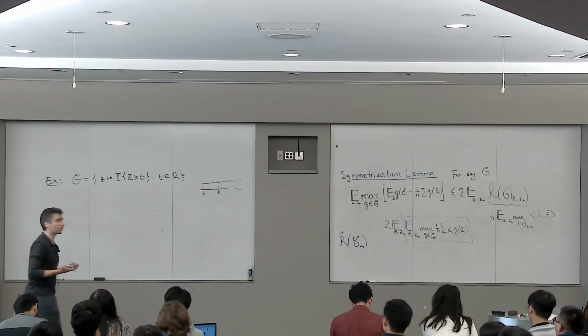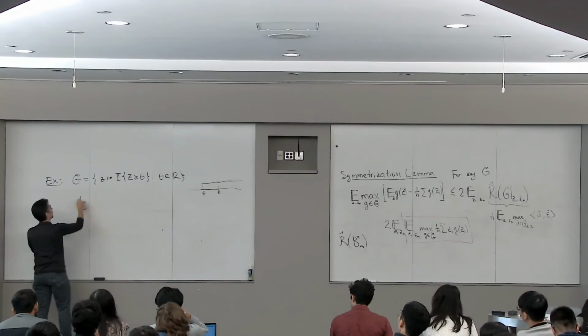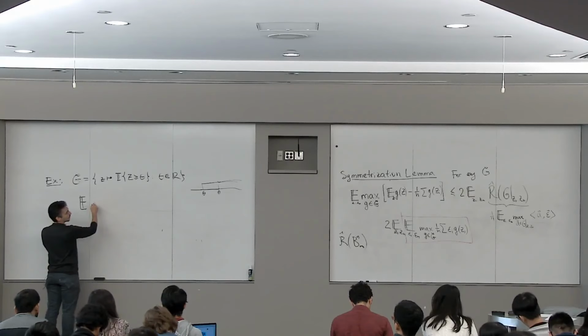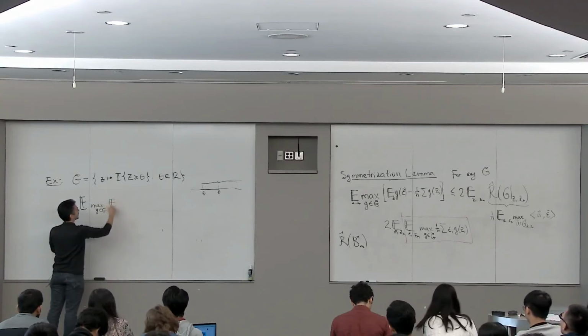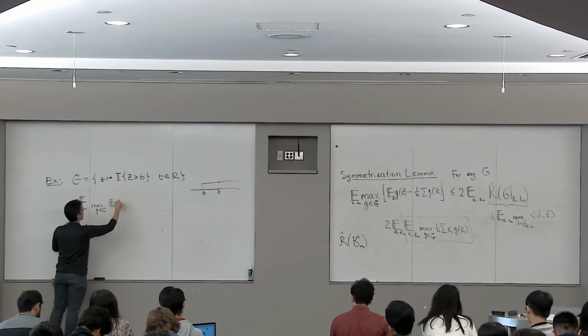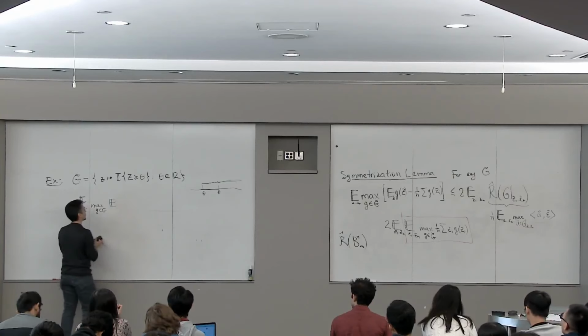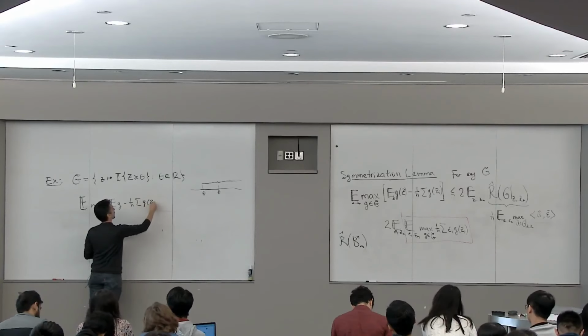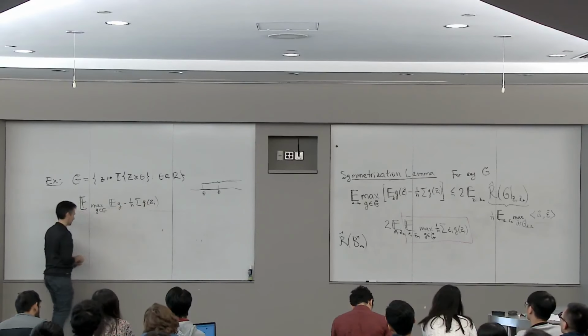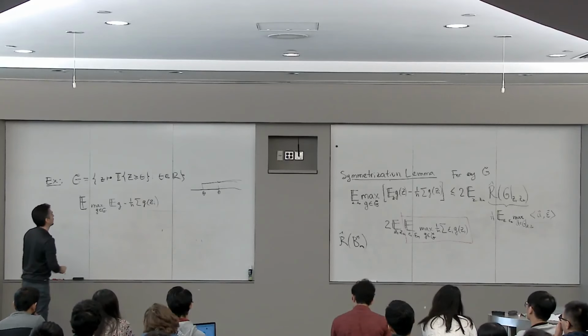So my uniform deviation, what I call uniform deviations, is this object: max over g in G, expected g minus the empirical g of Zi. By the way, it's common to omit the variable of integration. So what is this object? Well, you can rewrite it as max over theta, because that is the only variable that changes in my class of functions.